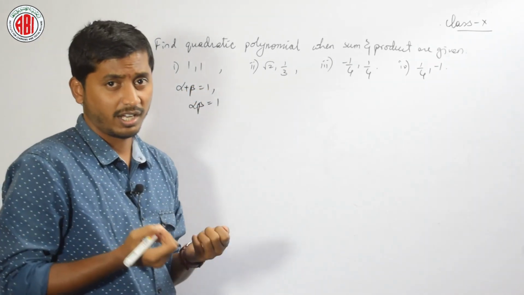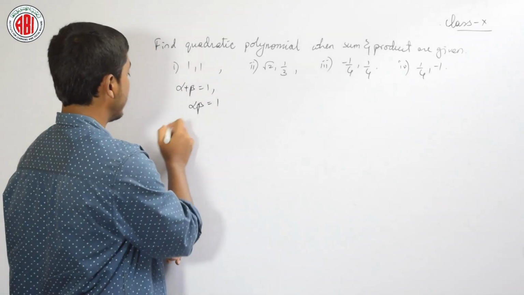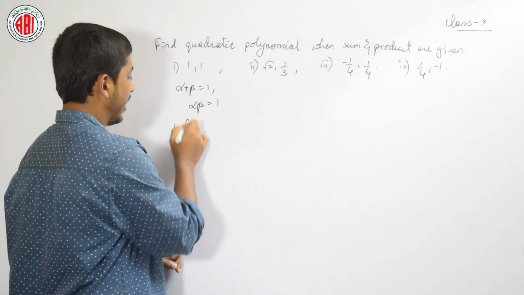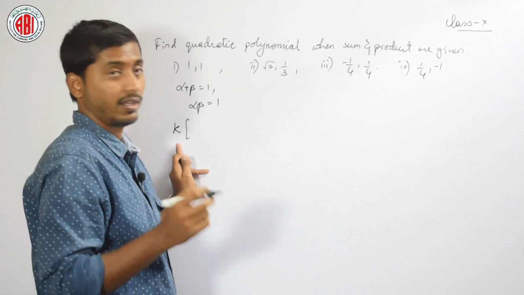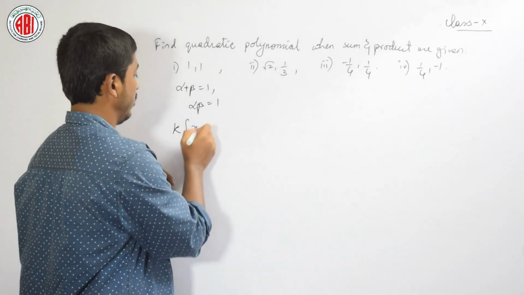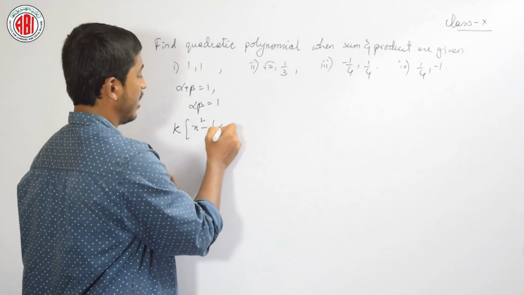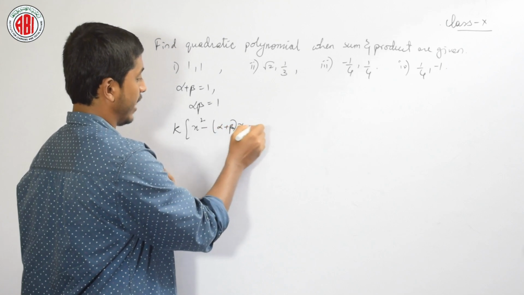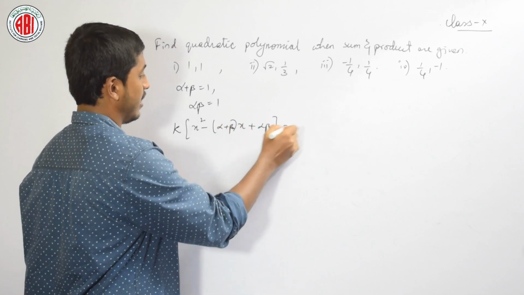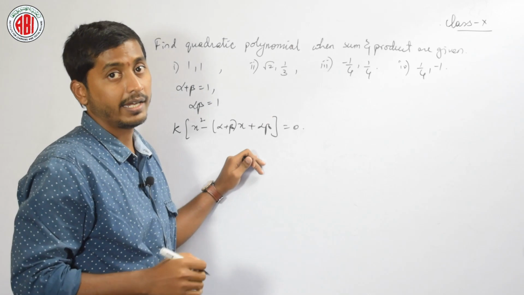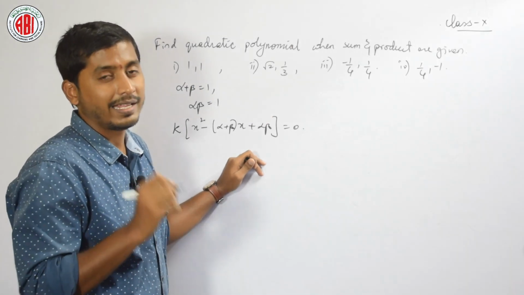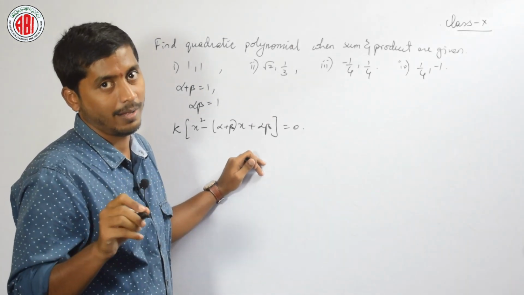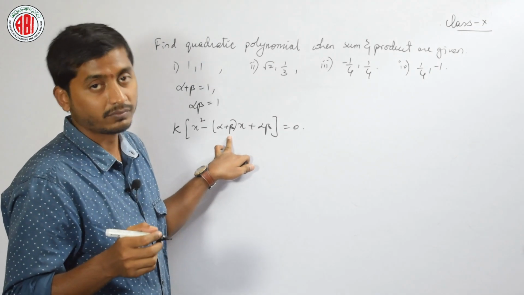What is the general quadratic formula? That is, some constant k, let us put this constant all the time, okay, into x square minus alpha plus beta into x plus alpha beta is equal to 0, right. This is the formula for a general quadratic polynomial when the roots are given, right.